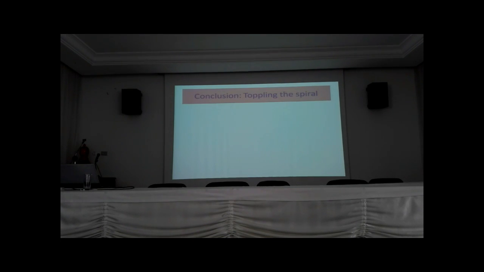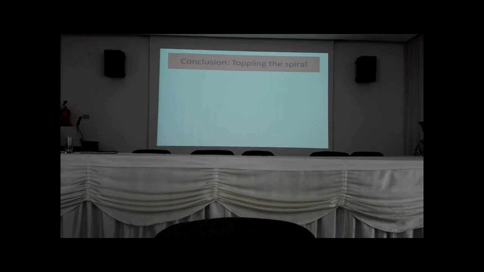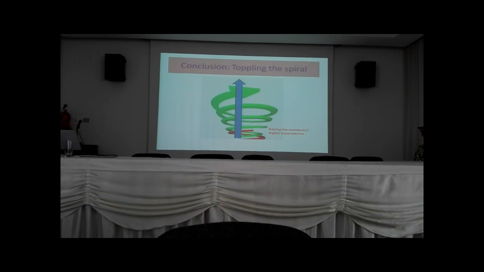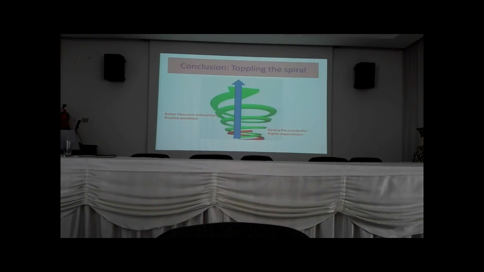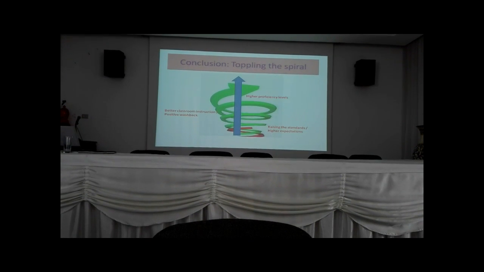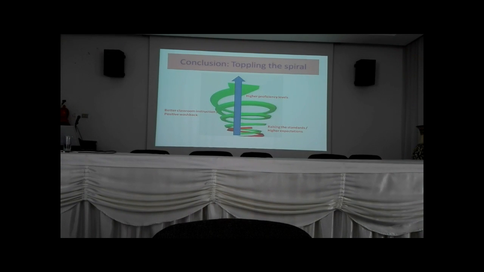Right? Conclusion, I just have one conclusion. The only thing we need to do is to topple the spiral. What I mean by this is that we need to raise the standards, have higher expectations. This will have better bearing on the classroom instruction, kind of positive washback. This will help our learners have higher proficiency levels.